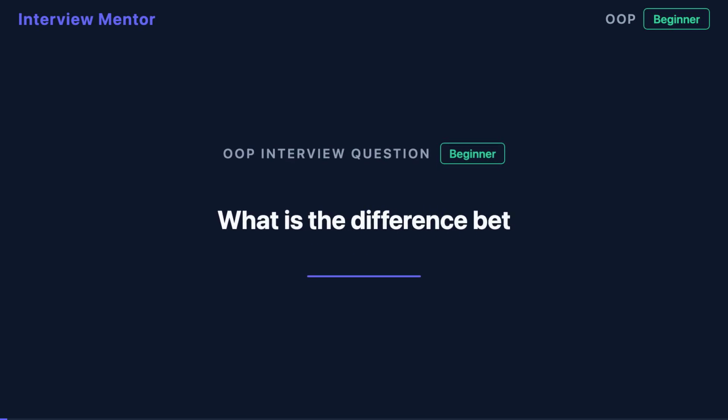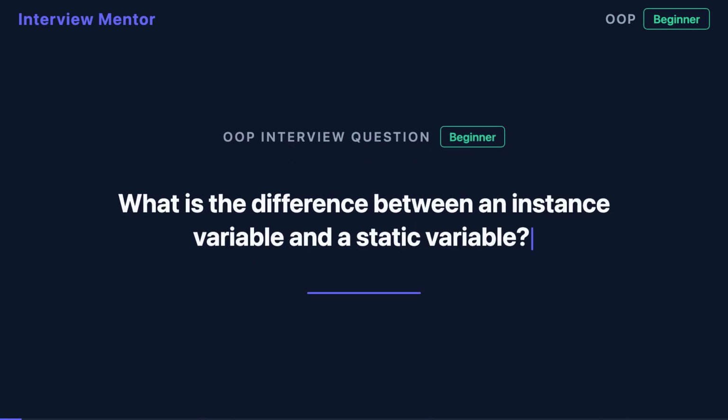Here's a mistake I see all the time: treating static variables like instance variables. If you don't know the difference, you'll create subtle bugs that are hard to track down. Let's fix that right now.